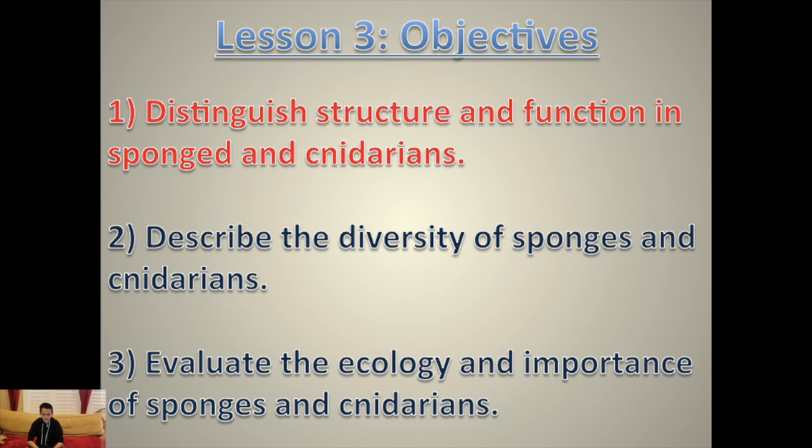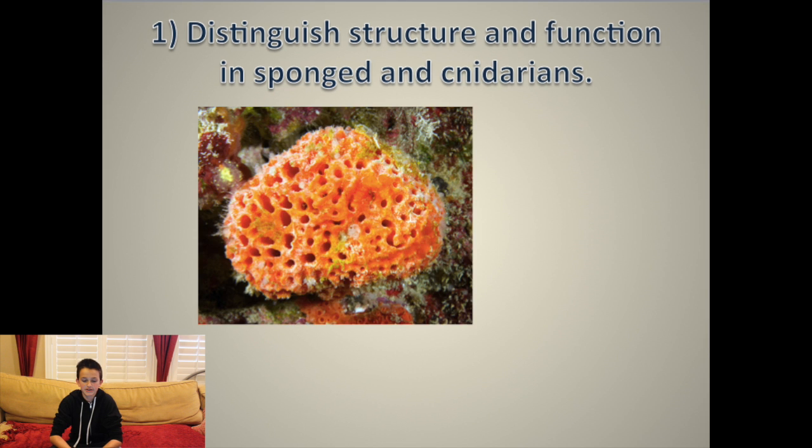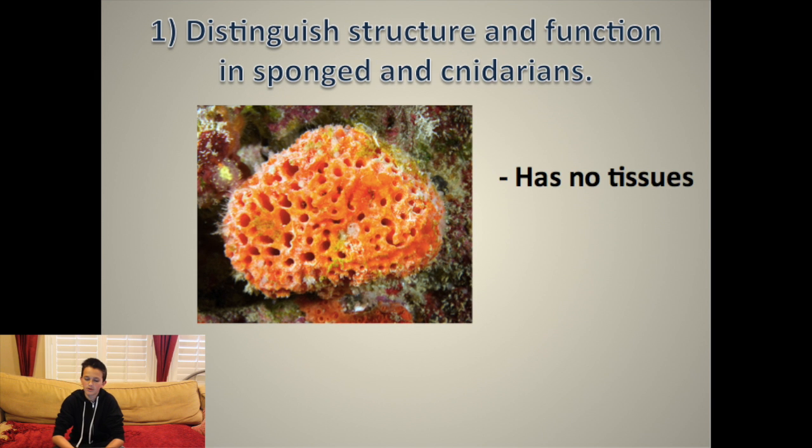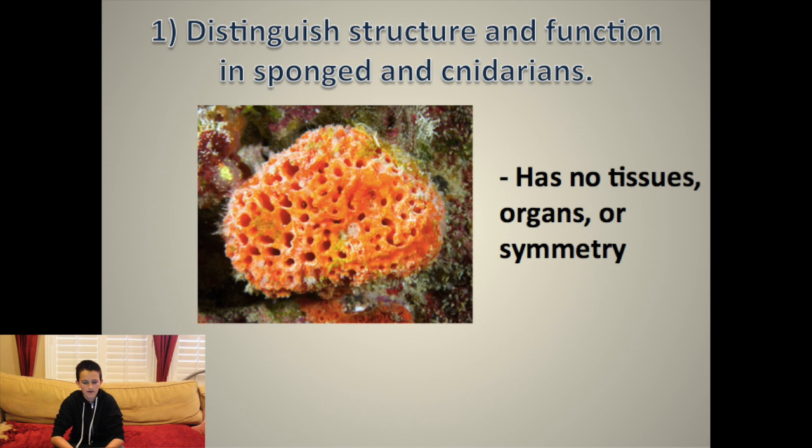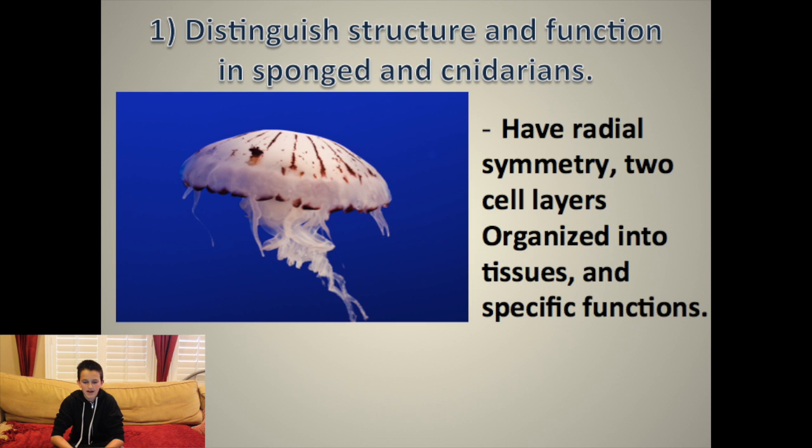So for lesson 3 of this chapter, there are 3 more objectives. The first objective is to be able to distinguish structure and function in sponges and in cnidarians. Sponges have no tissues, organs, and no symmetry. However, cnidarians have radial symmetry, 2 cell layers organized into tissues, and they have specific functions.